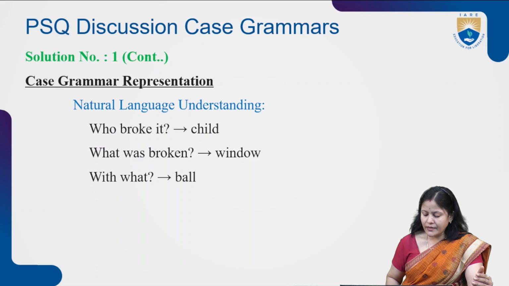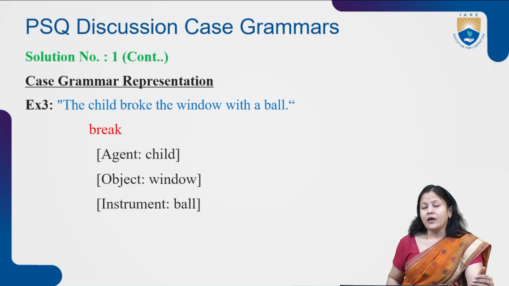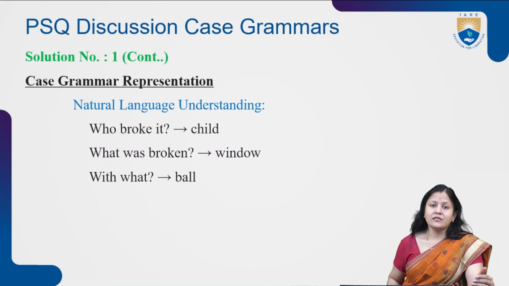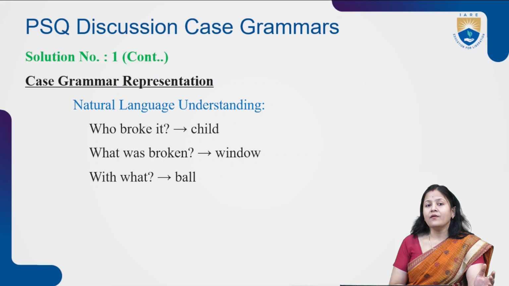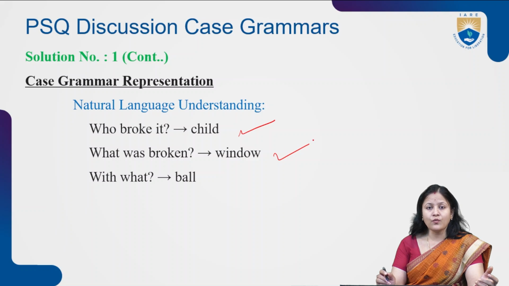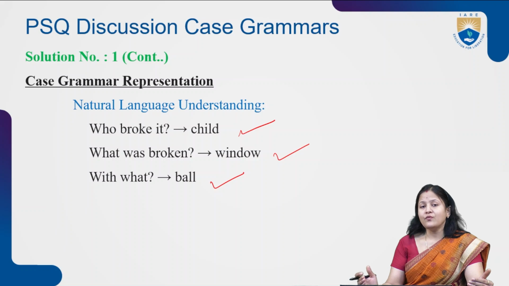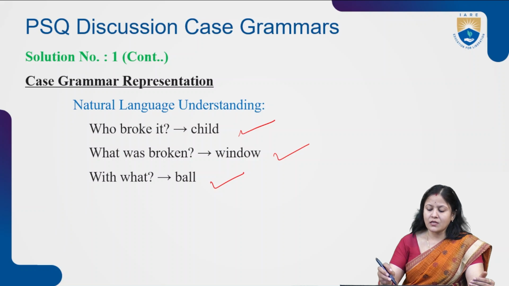So how does this particular example enhance natural language understanding? From the example, we understand the question answer pattern. Who broke it means the child broke it. What was broken, the object, that is the window was broken. With what instrument was the window broken by the child, with ball. So ball is considered as the instrument case. Once we represent the sentence in the form of case grammars, then definitely it will enhance, and in the natural way we can understand using the question answer concept.